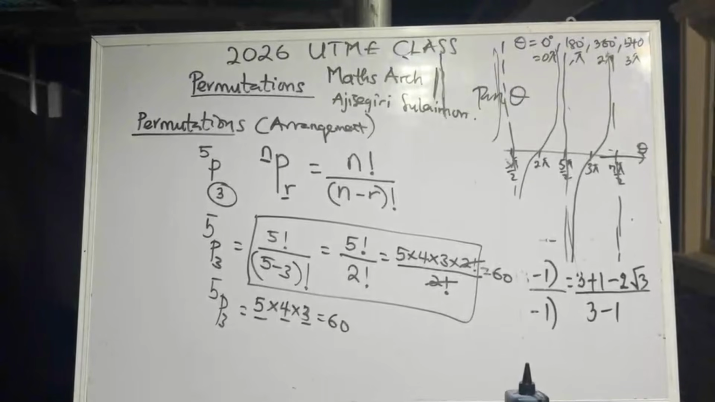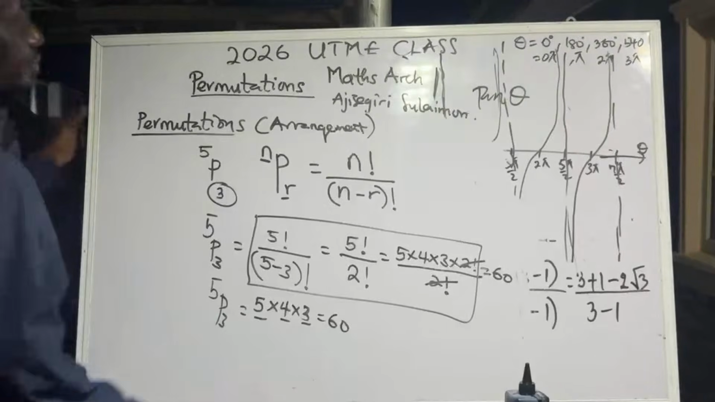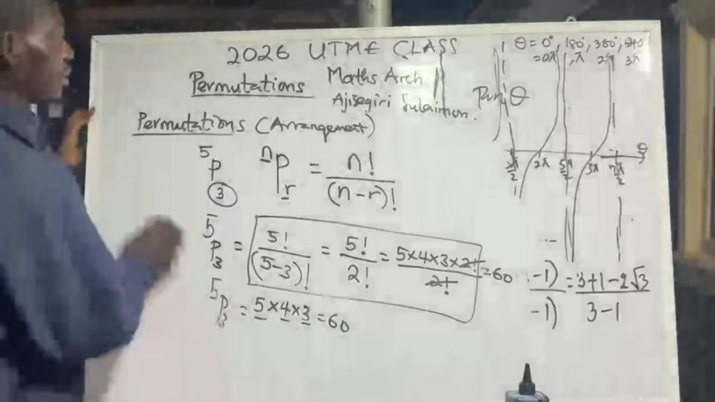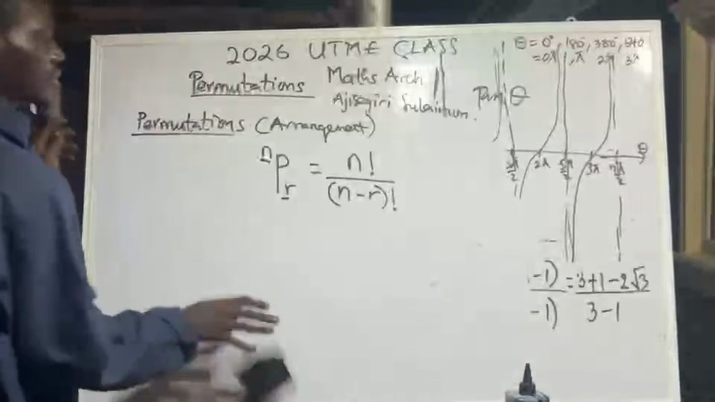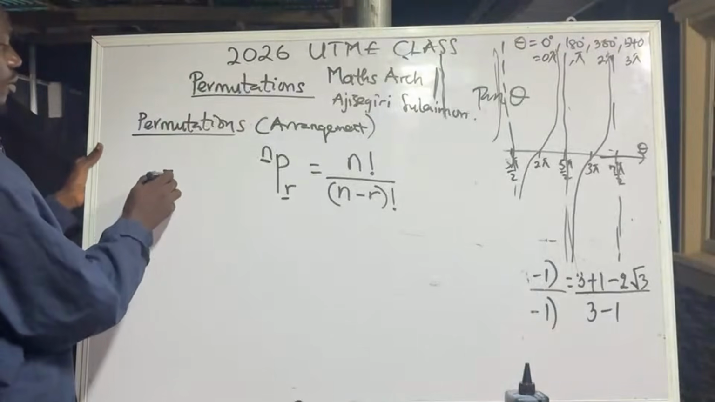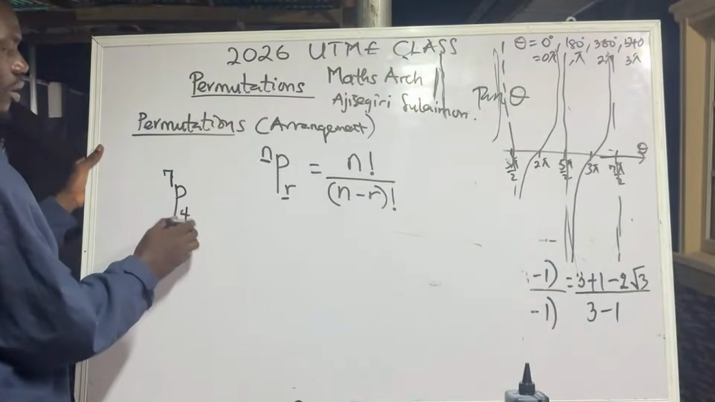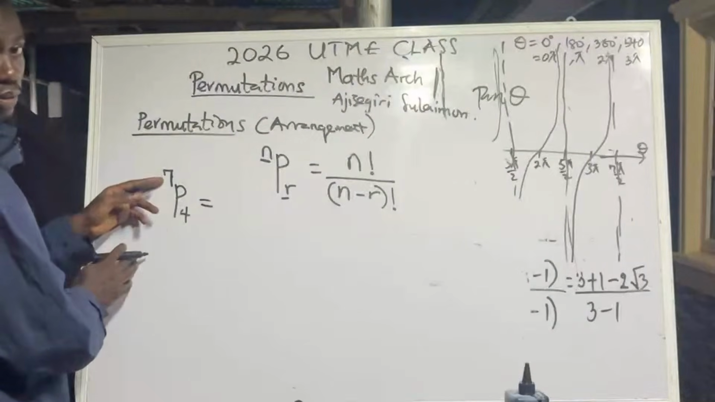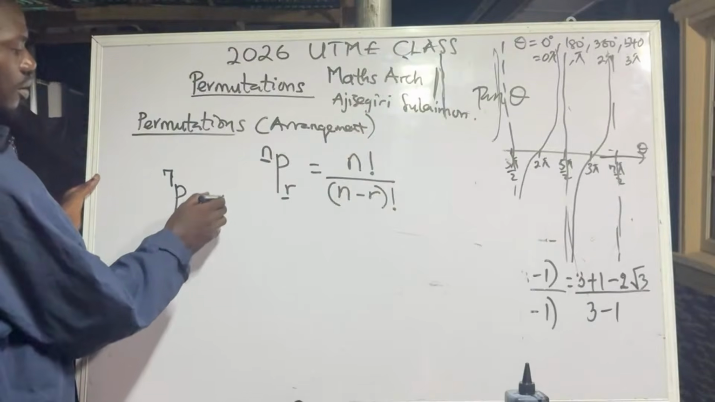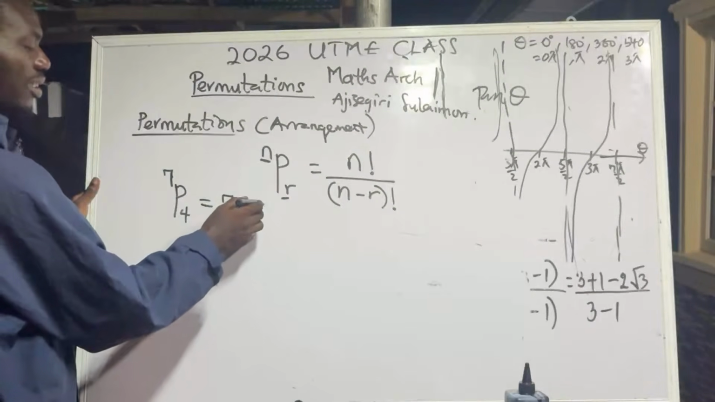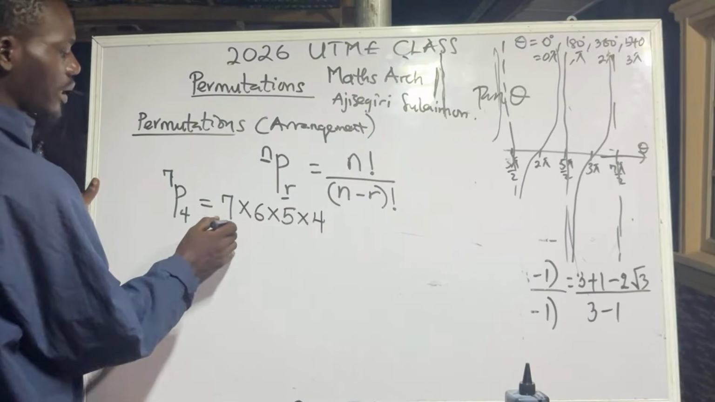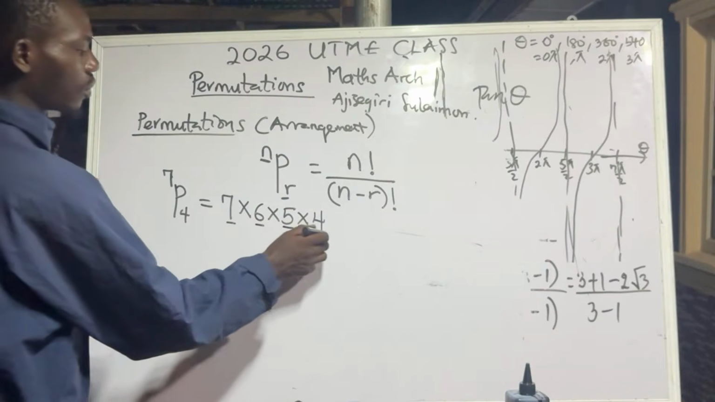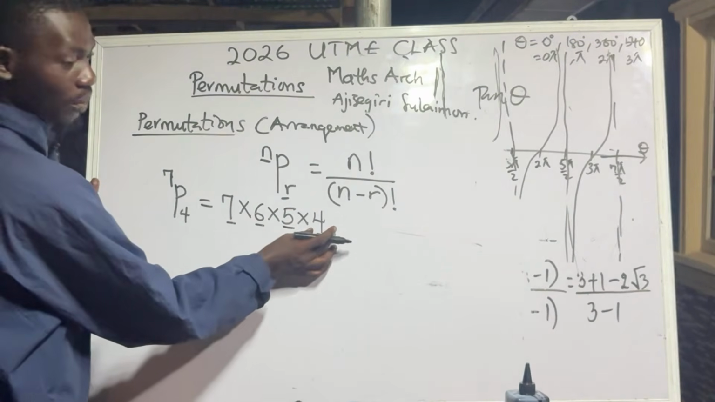You don't understand? Okay, let me do one more example. It's a very simple thing. Look at this. You have 7 permutation 4. 7 permutation 4 will be reduce 7 up to 4 times. 7 times 6 times 5 times 4. That's how many? 1, 2, 3, 4. It does not mean you should stop at 4.